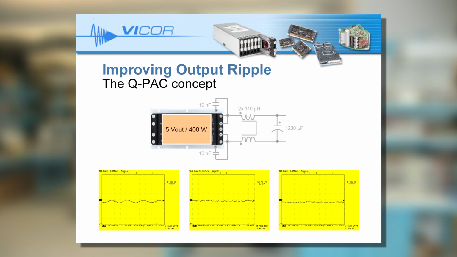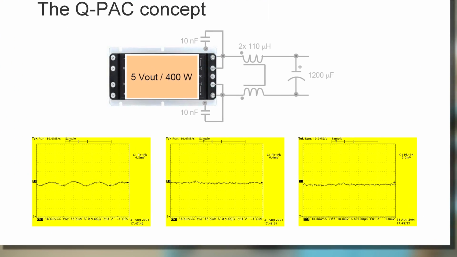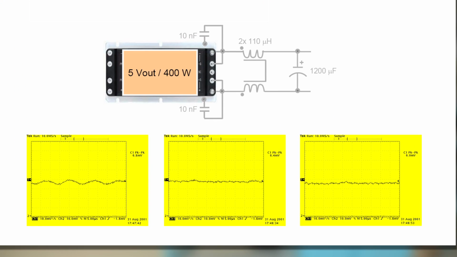In our last example, we used the QPAC filter on the output side, a common mode choke with 2 times 110 microhenry together with 1200 microfarad. On the scope plots below you see the effect. We have a resolution of 10 millivolt per division.